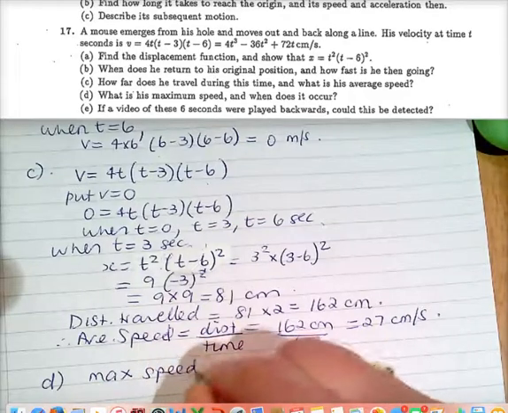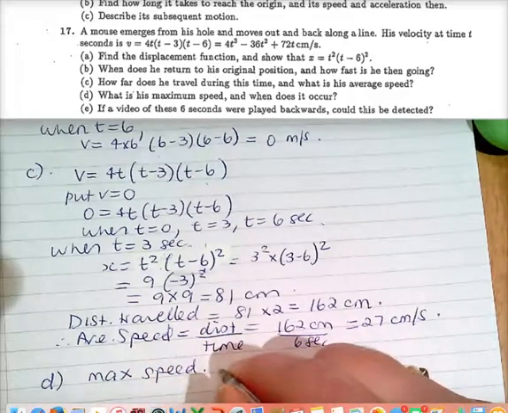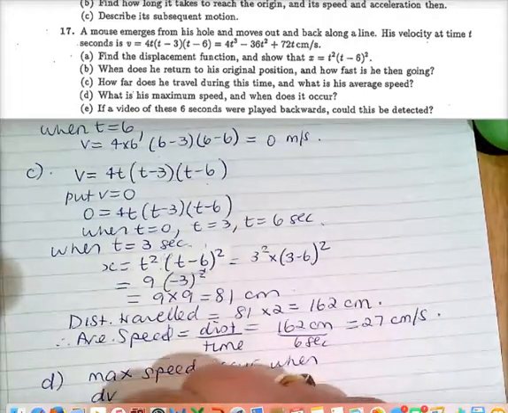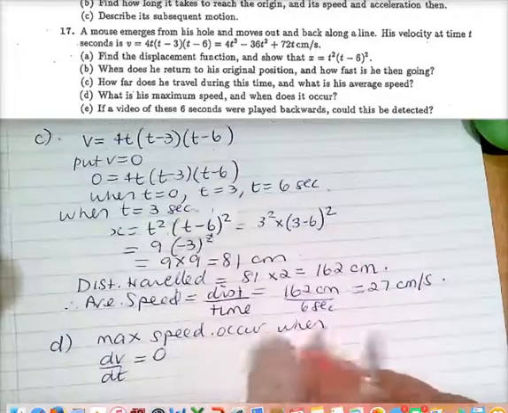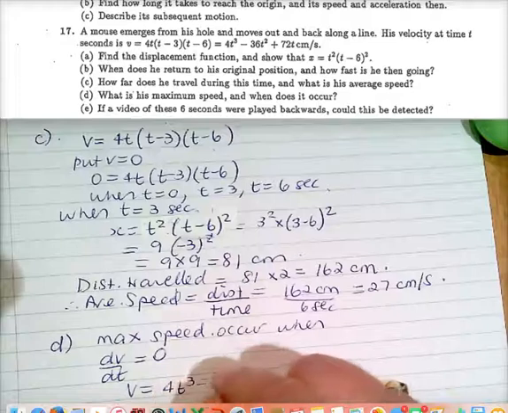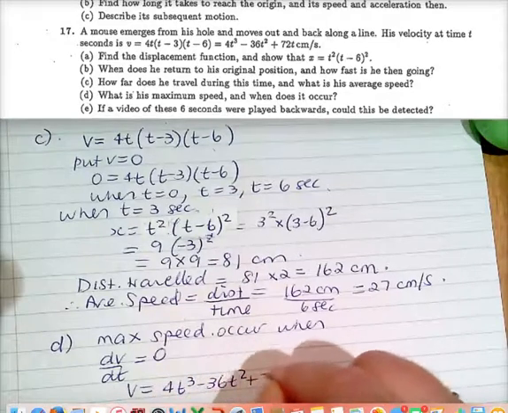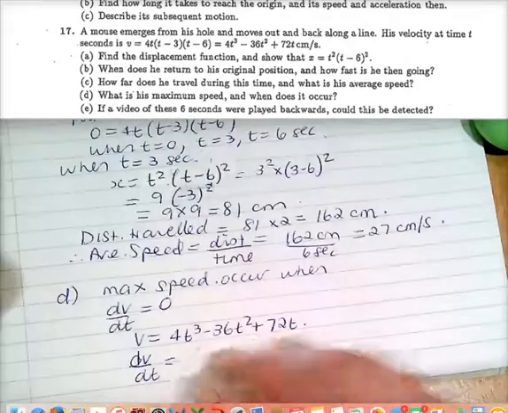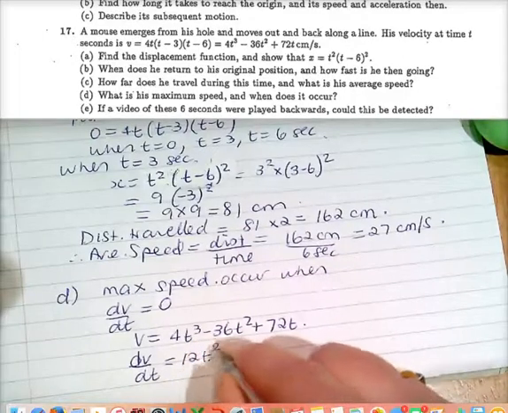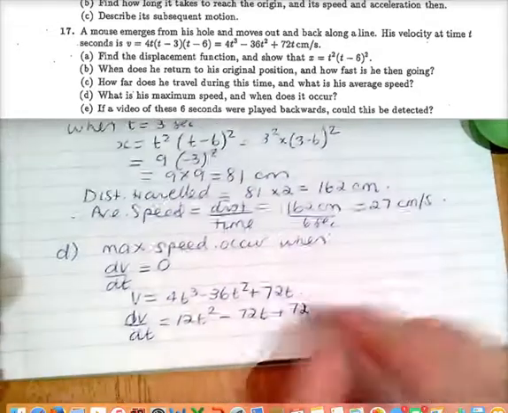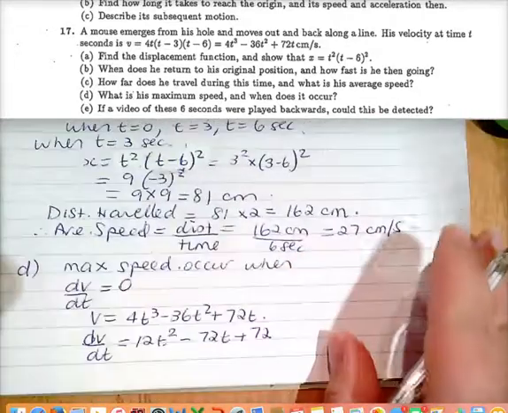Now, part D, maximum speed. So you have to maximise the speed. That will occur when dv/dt equals 0. So we know that v equals 4t cubed minus 36t squared plus 72t. So dv/dt is 12t squared minus 72t plus 72. We're going to put that equal to 0.